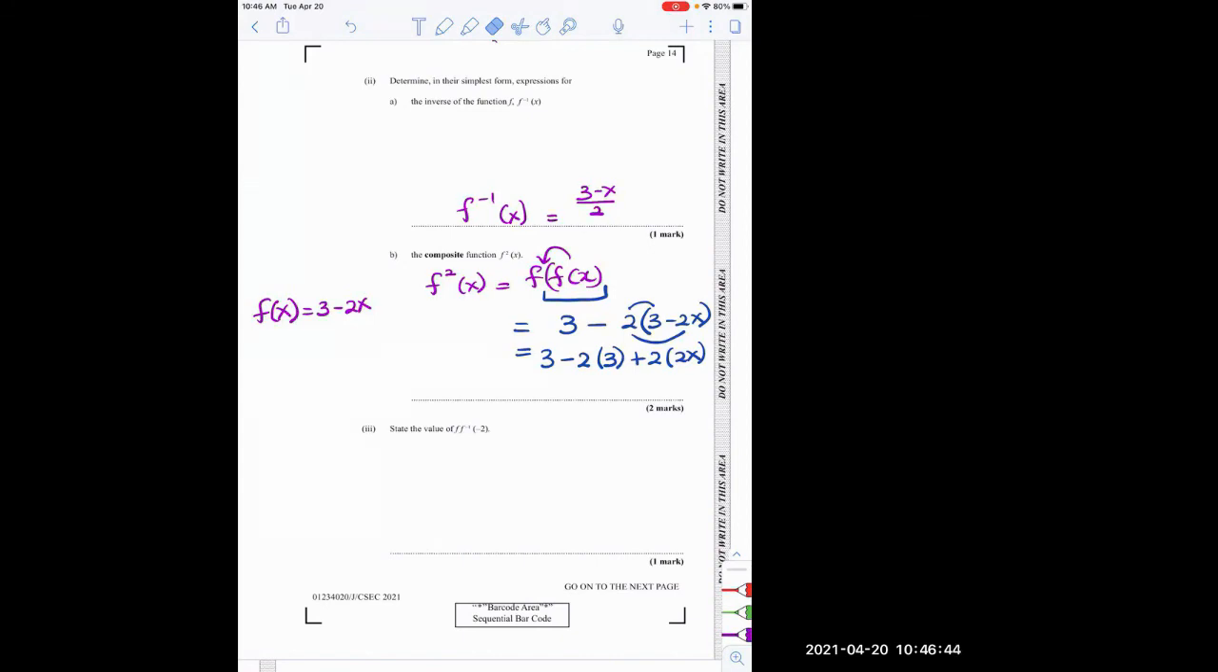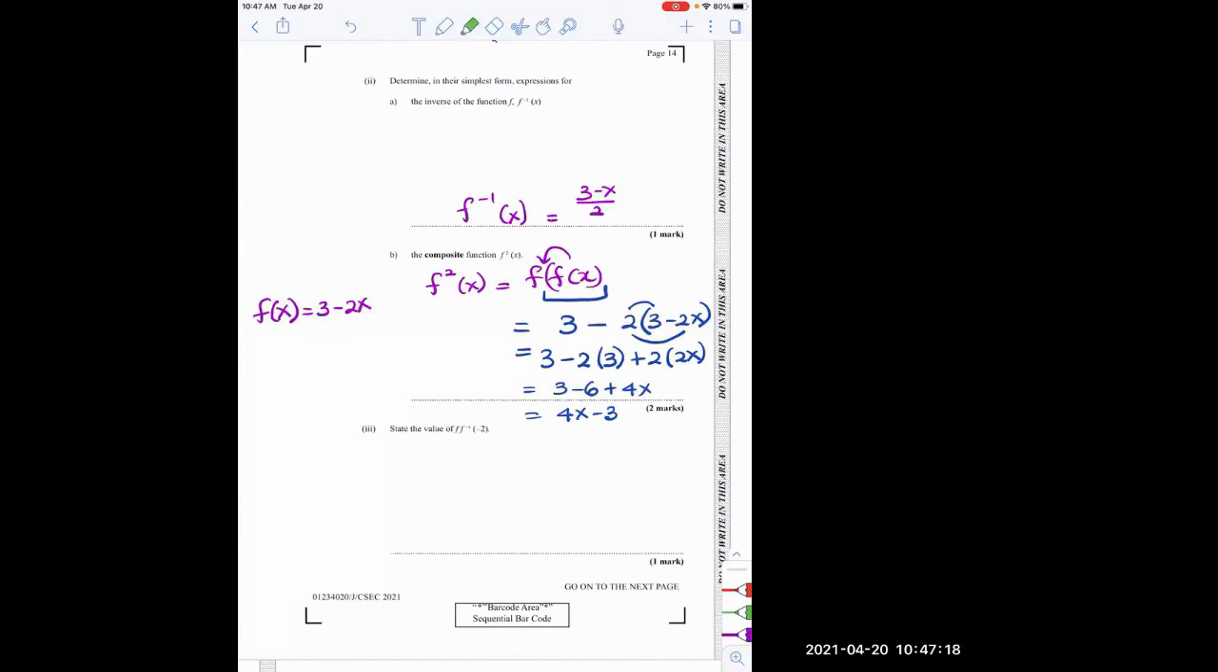Does anyone have an answer that they want to share? So you have 3 minus 6 plus 4x, which is 4x minus 3. Did you all get that? Miss, my mama say why do I put minus 3 add 4x. That is correct too, Jason. Minus 3 plus 4x. That is correct.